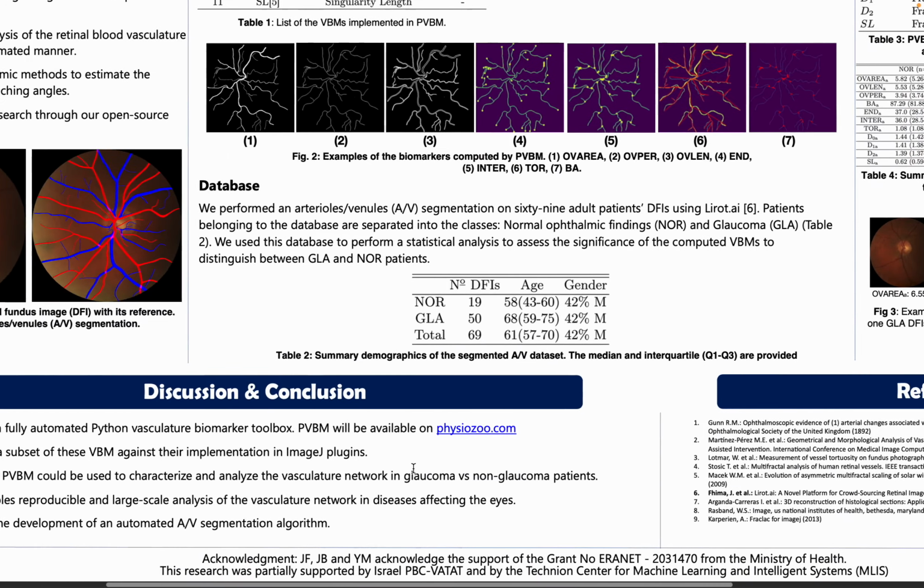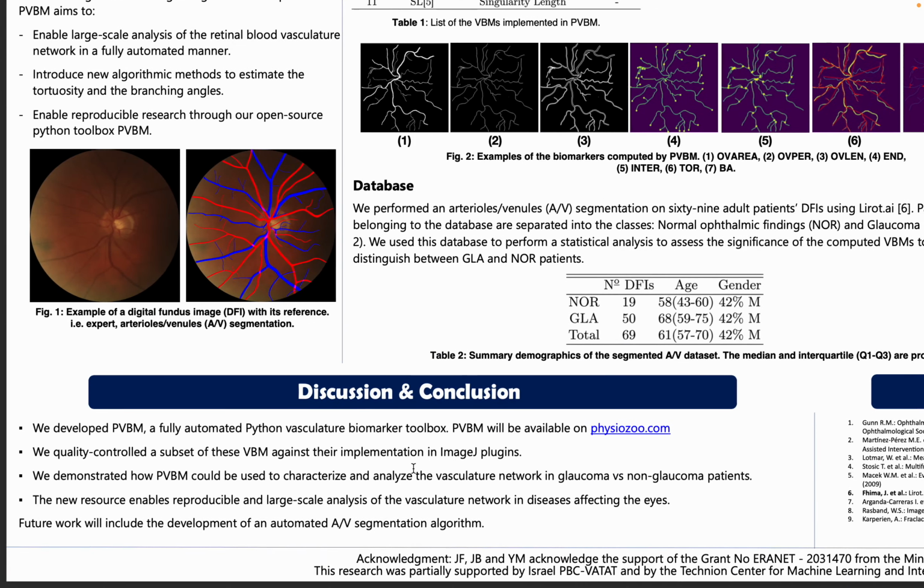So let's go now into the discussion and conclusions. We developed PVBM, a fully automated Python Vasculature BioMarker Toolbox, and it will be available open source on physiogeo.com. We benchmarked it against some implementations in ImageJ plugins. We demonstrate how PVBM could be used to analyze and characterize the vasculature network in glaucoma versus non-glaucoma patients. The new resource enables reproducible and large-scale analysis of the vasculature network in diseases affecting the eye.